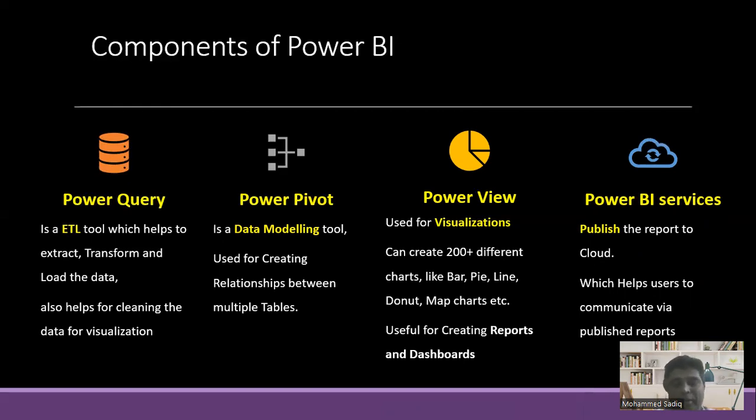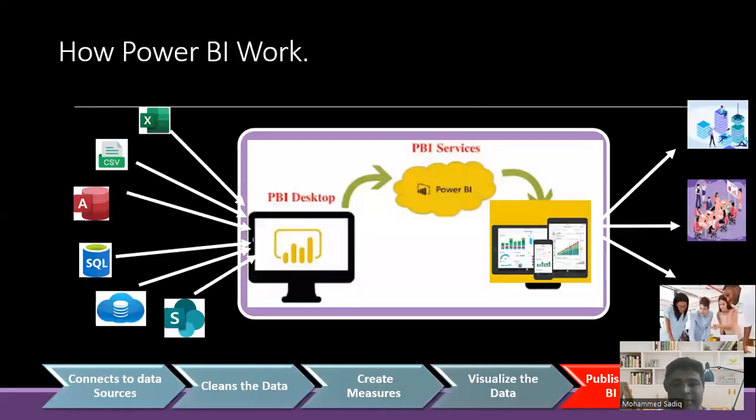Now, how do these 4 components work together? Let us see how exactly Power BI works. Power BI has mainly 2 major components here. One is Power BI Desktop, and the other one is Power BI Service. Power BI Desktop extracts the data from different data sources. Your data might be present in Excel, in CSV files, in databases like Oracle, SQL or Access, or it can be cloud data or SharePoint data.